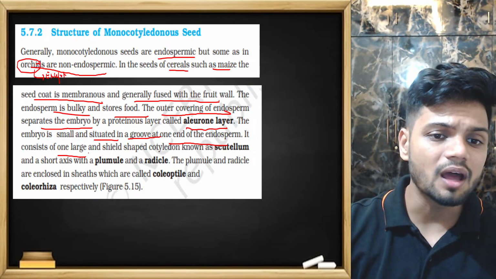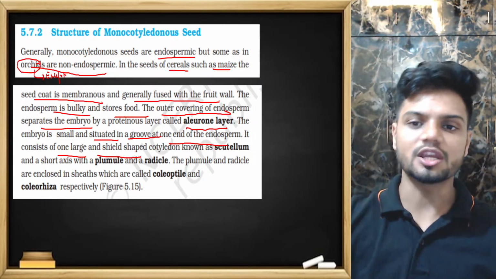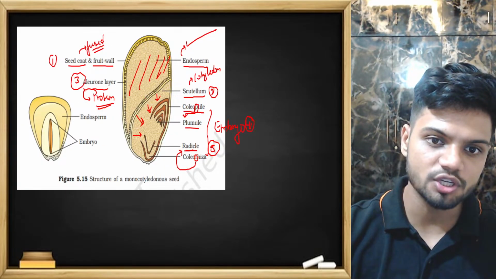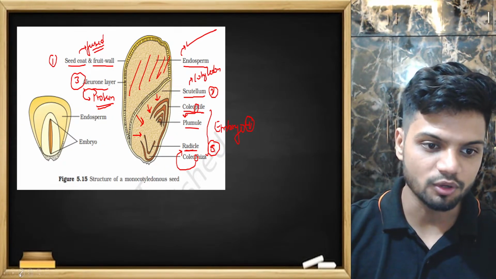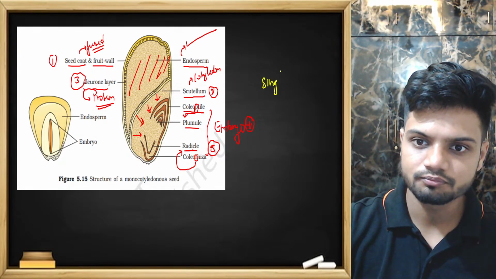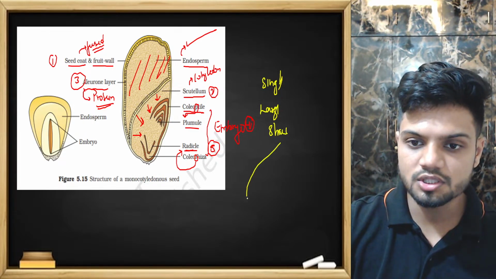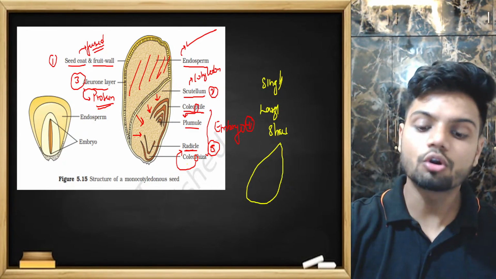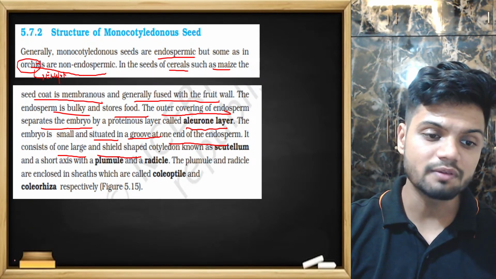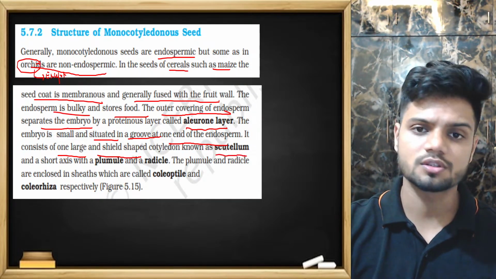It consists of one large shield-shaped cotyledon. Very important lines: a single large shield-shaped cotyledon. I don't know how it is a shield, but we will call it a shield. The shield-shaped cotyledon is called the scutellum. Many times PYQs, NEET examinations and board examinations have asked this question. Scutellum.